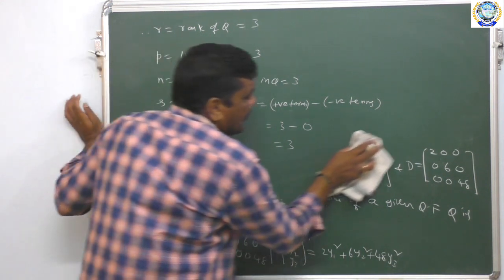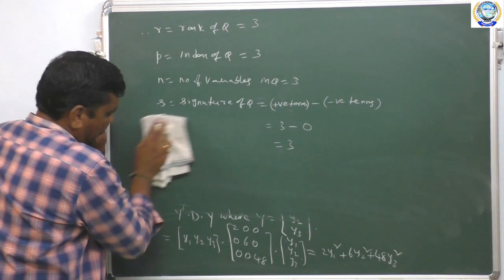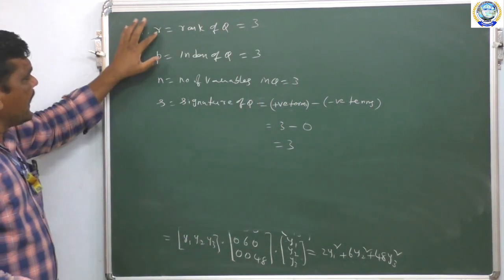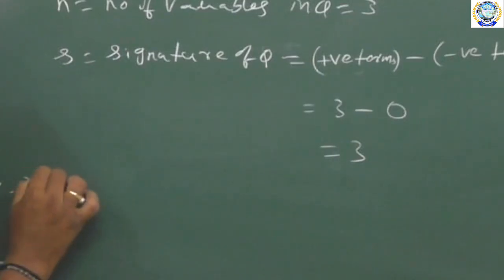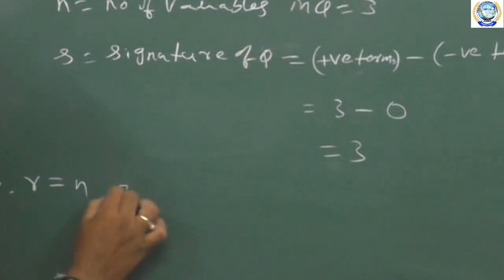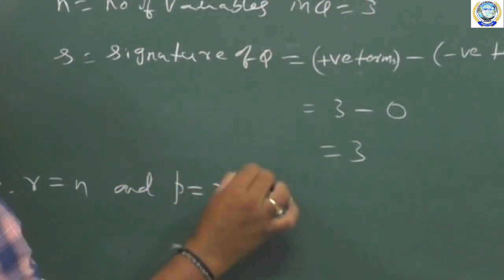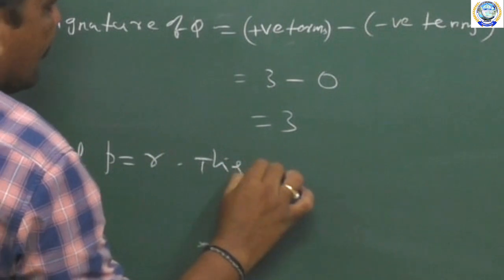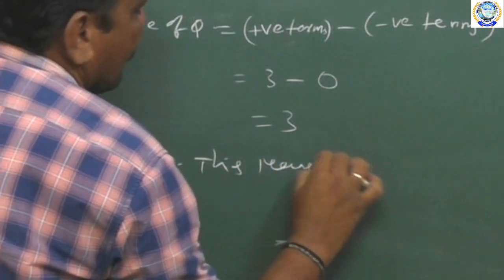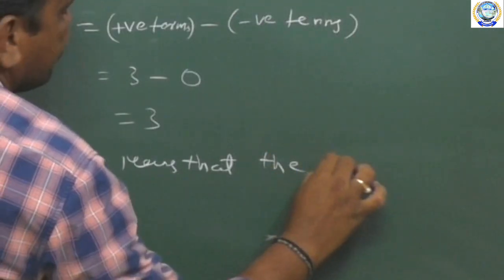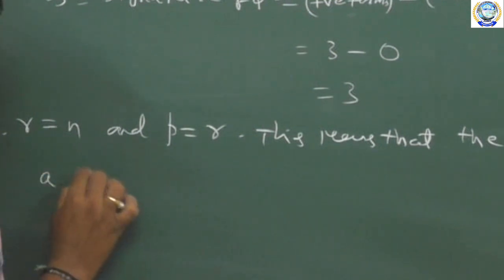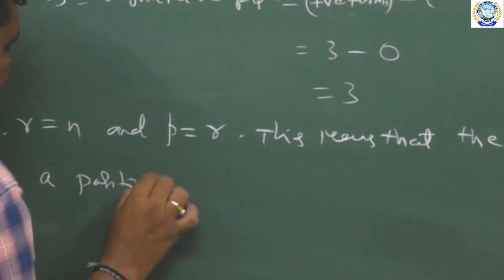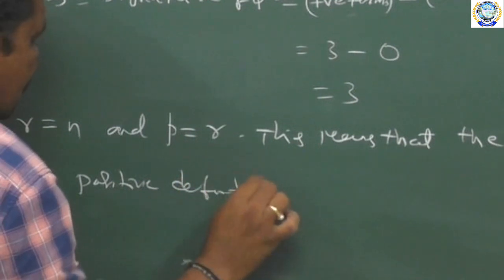Next, the nature of the quadratic form. From the rank, index, and the number of variables, we observe that R is equal to N and P is equal to R. This means that the given quadratic form Q is positive definite.